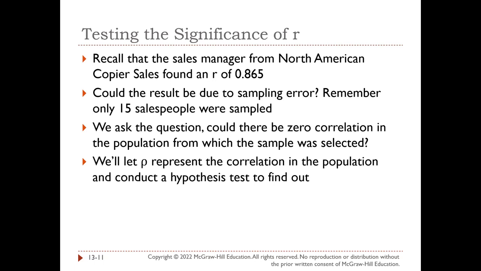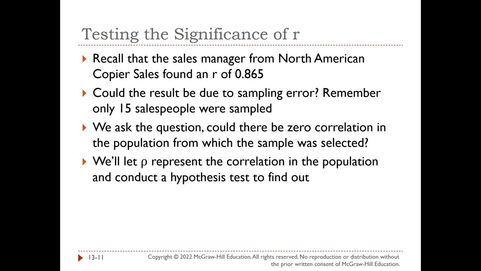Next, testing the significance of r. What? Y'all think we're going to test this stuff? Of course we're going to test it. We test everything in the last few chapters. So we recall that the sales manager from North America Copier Sales found an r of 0.865. Could the results be due to sampling error? Remember, only 15 salespeople were sampled.